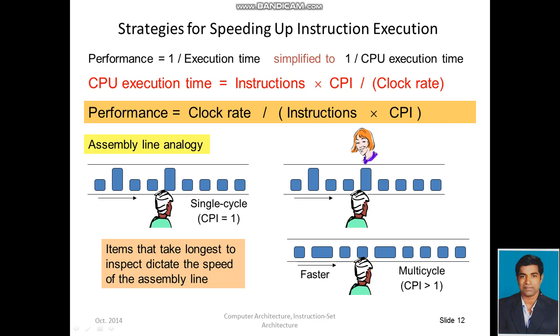In the example, we can see an assembly line analogy. Here single cycle CPI equal to 1. The items that take longest to inspect dictate the speed of the assembly line. When we are doing two different operations parallelly and simultaneously, then CPI is greater than 1, and it is faster than the single line.